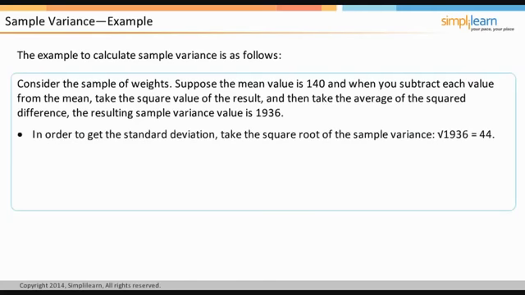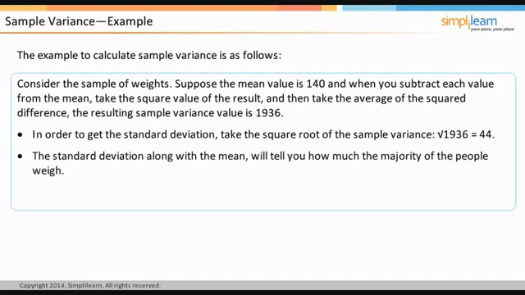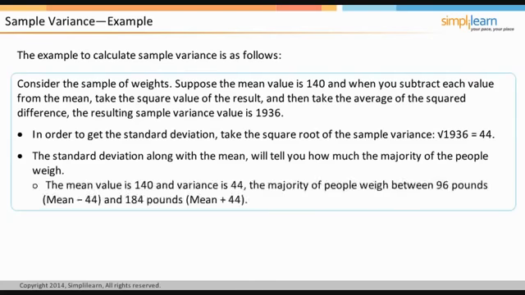In order to get the standard deviation, take the square root of the sample variance. Square root of 1936 equals 44. The standard deviation, in combination with the mean, will tell you how much the majority of the people weigh. In this example, if your mean is 140 and your standard deviation is 44, you can conclude that the majority of people weigh between 96 pounds, mean minus 44, and 184 pounds, mean plus 44.